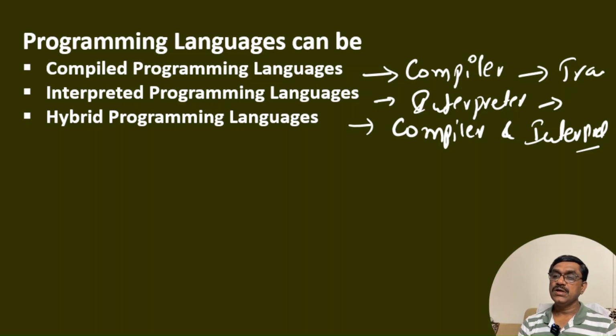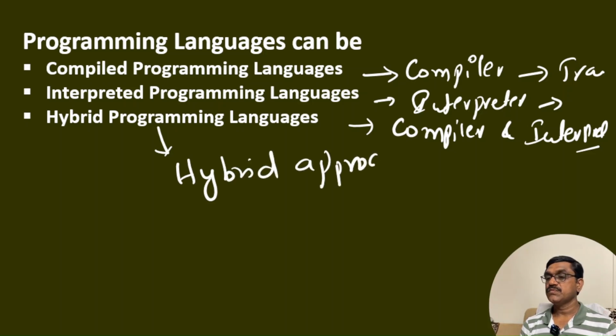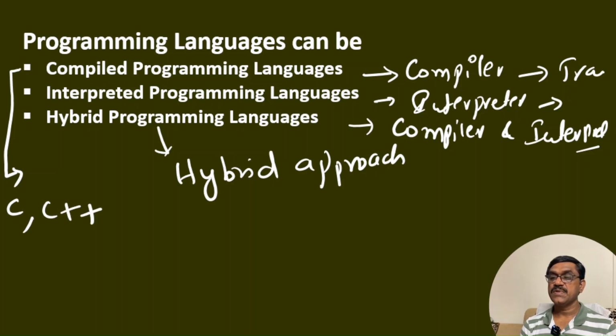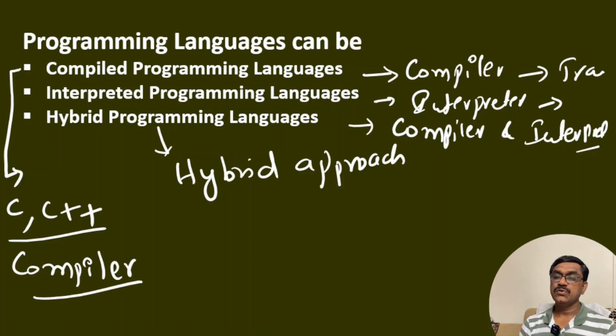Okay, how the hybrid programming languages are going to use the concept of compiler and interpreter, that we will see. That means these are going to use the approach called hybrid approach. We will discuss what is meant by the hybrid approach soon. Now, after that, we will see what are the examples for the compiled programming languages. Under this, mainly we have C and C++. These are the good examples for compiled programming languages. Why? Because they use only the compilers for converting the source code into the executable code.